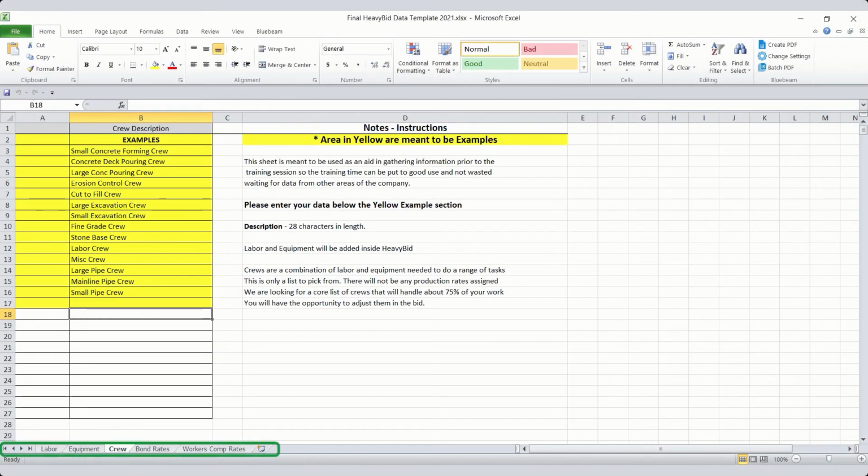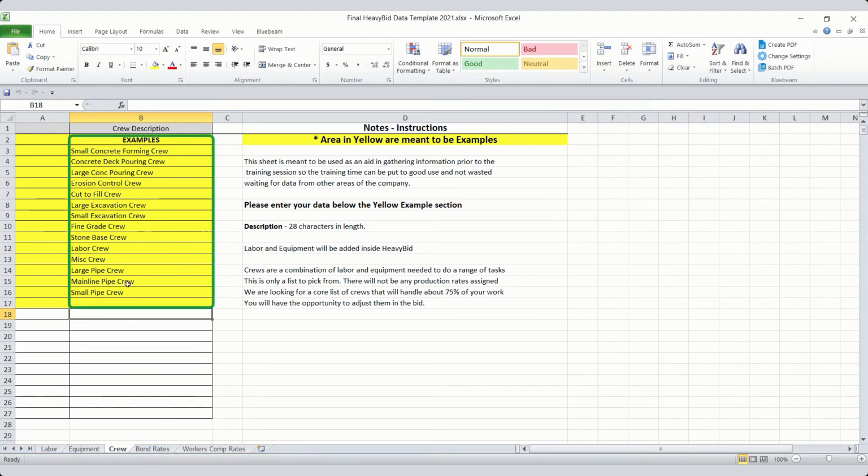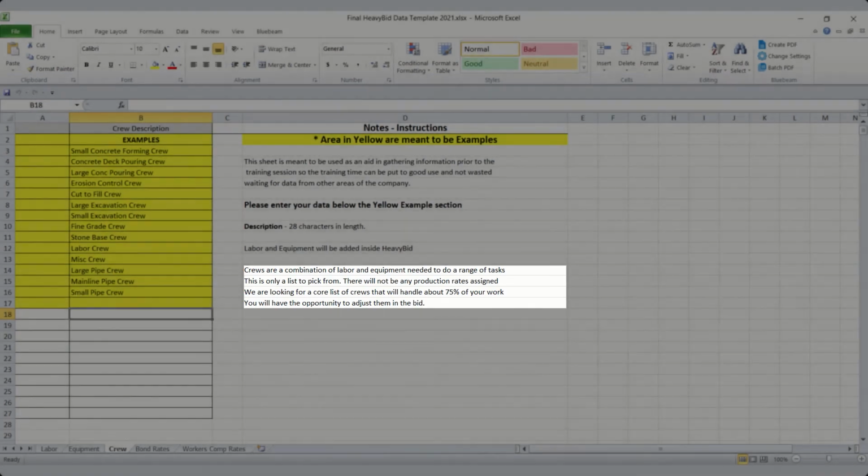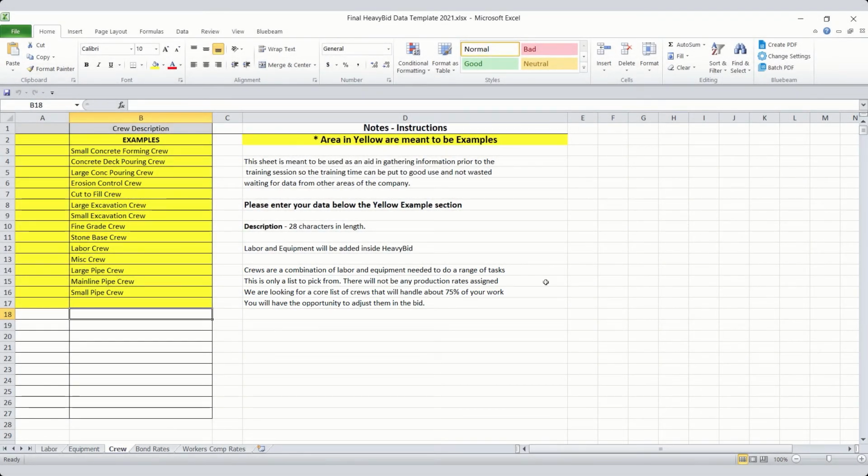The other tab, the next tab, is the crew tab. So again, you'll notice there are some examples up here. So this is going to be whatever works for your company. Because ultimately what you're going to be doing when you're working with your trainer is taking those labor classifications and those equipment classifications and putting them together in crews. And a crew could be anything from a 20-man paving crew to a one-man erosion control maintenance crew and anything in between. But it's whatever works for your company. So it's just, like I said, some basic suggestions up here. You can use this to figure out what's going to work for your company.